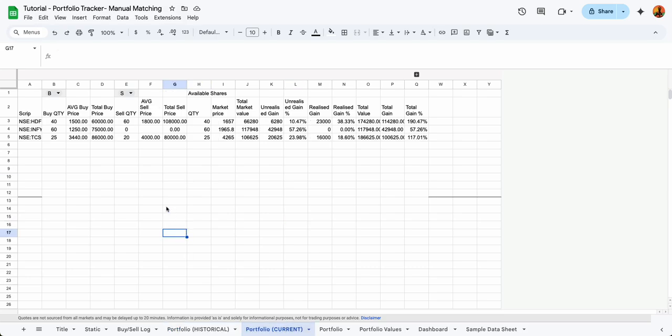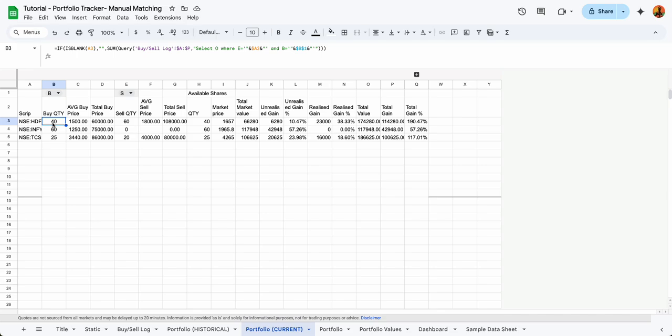The only difference in the current sheet and the historical sheet is that historical sheet aggregates all your buy and sell purchases, whereas the current sheet is more like your taxable view that you get in your stockbroker platforms like Zerodha or Sharekhan or whatever you use to purchase your stocks from the Indian market. So in here, if you see HDFC Bank, which was the example that we were seeing, the buy quantity isn't 100, it is 40.